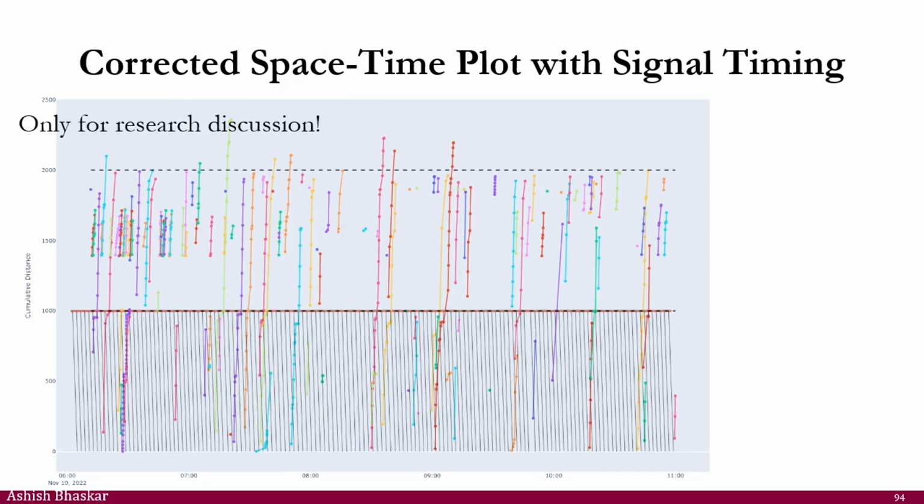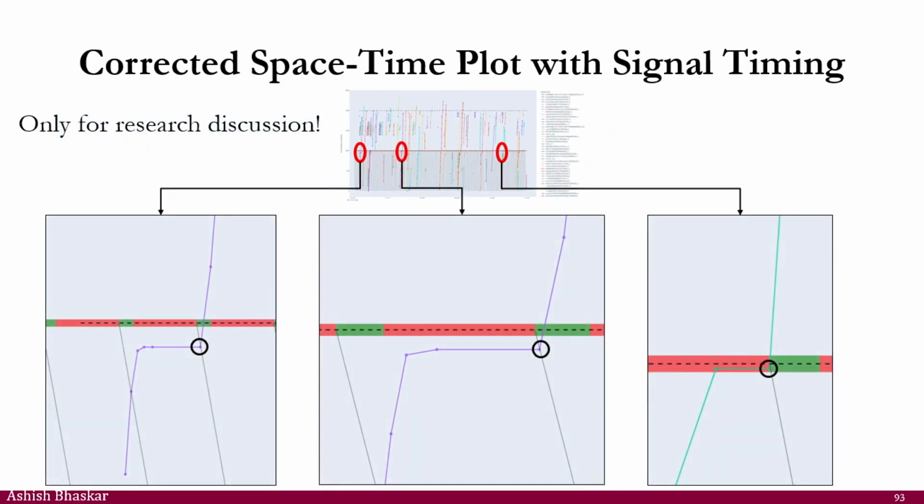Sir, does the points indicates a red, stop? No, this indicates red means signal red. No, sir. These points. Plot, yeah. Small points are there. Dots.